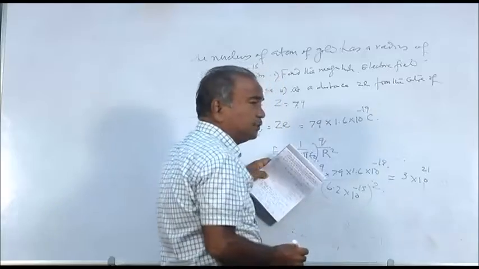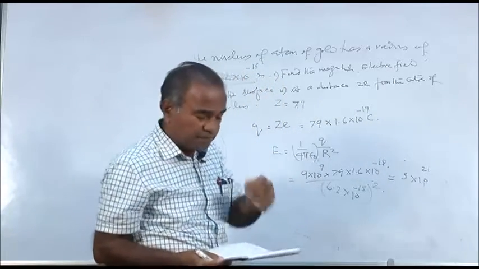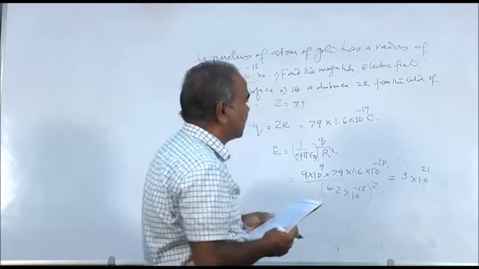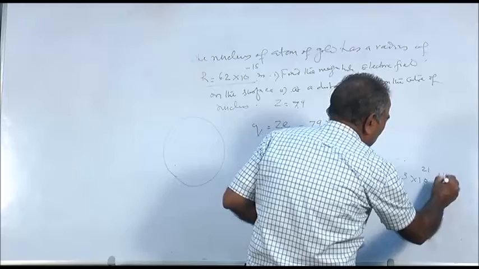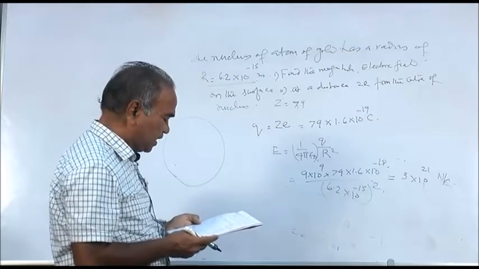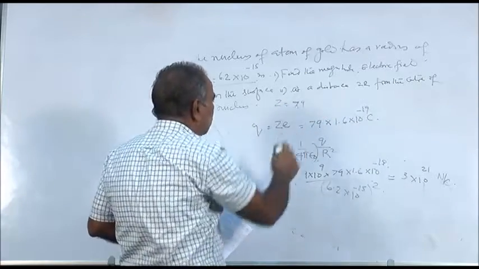Electric intensity unit is force by charge, the force experienced on a unit positive charge placed at that point. So, that force is Newton divided by charge in Coulomb. So, this is Newton by Coulomb. So this is the electric field intensity, and similarly you have to find it at a distance of 2r.